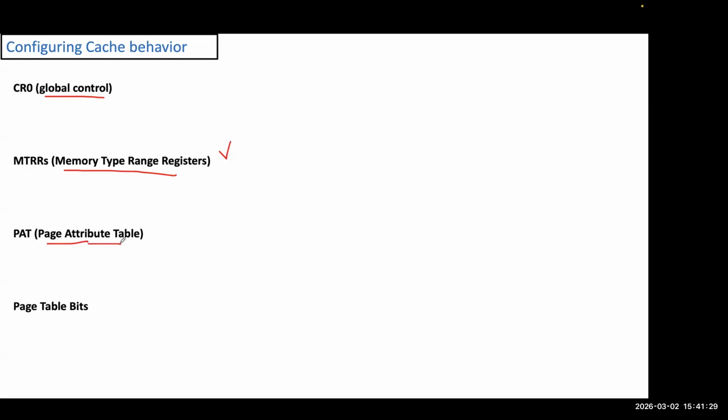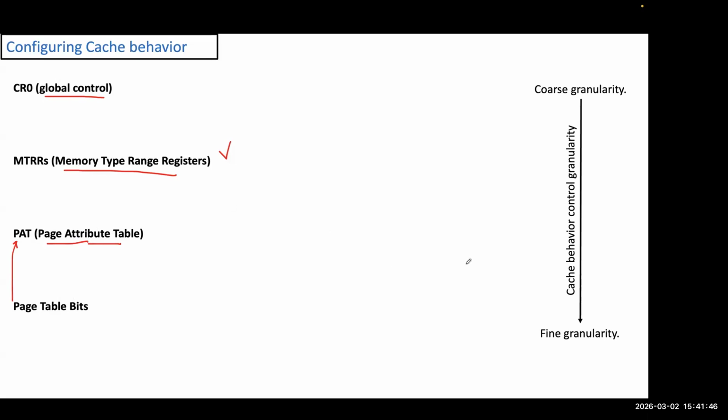It gives you more control, or finer granularity, for defining the caching behavior. And page table bits are actually another way of doing the same thing which I just explained here. I will explain all these three or four approaches in a little bit more detail. But here on the right side, what you see is that at the topmost you have the coarse granularity, and at the bottommost you have the fine granularity of defining the cache behavior for a given memory region.